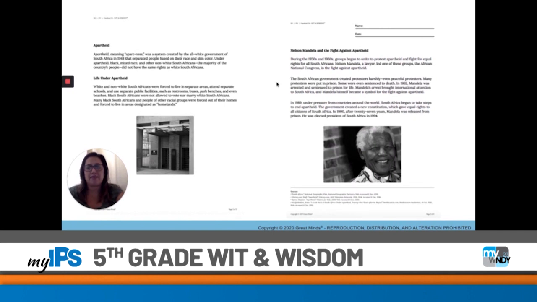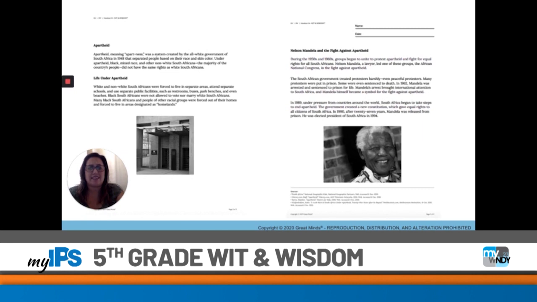Nelson Mandela and the fight against apartheid. During the 1950s and 1960s, groups began to unite to protest apartheid and fight for equal rights for all South Africans. Nelson Mandela, a lawyer, led one of these groups, the African National Congress, in the fight against apartheid. The South African government treated protesters harshly, even peaceful protesters. Many protesters were put in prison. Some were even sentenced to death.